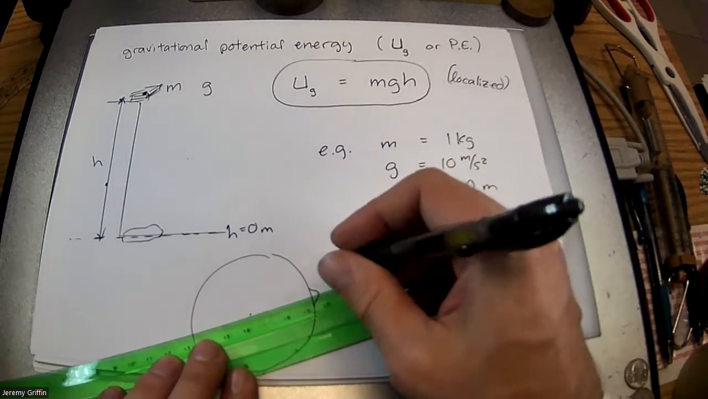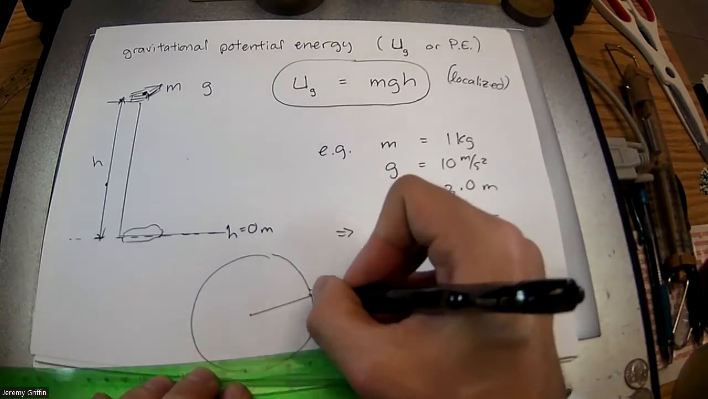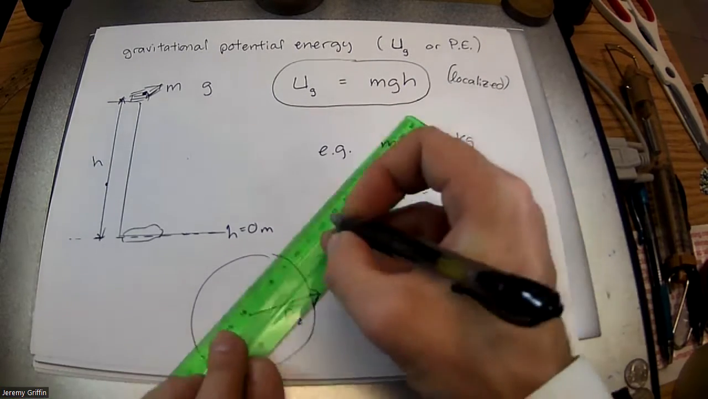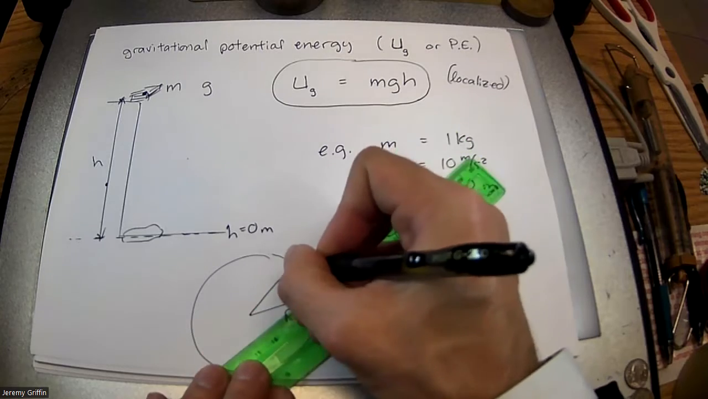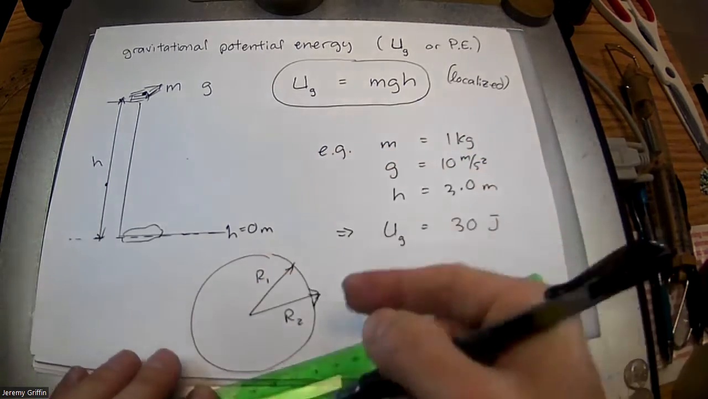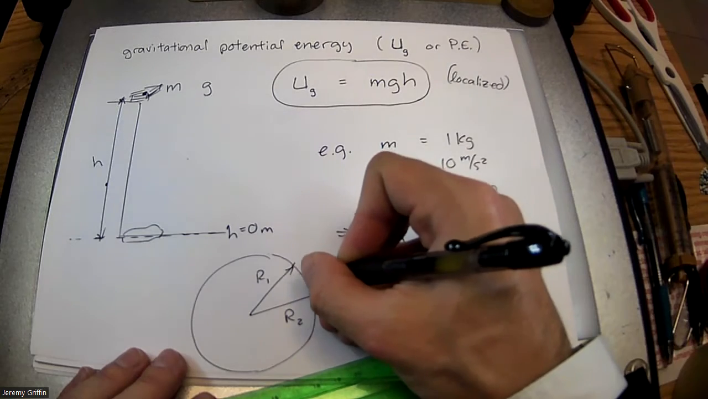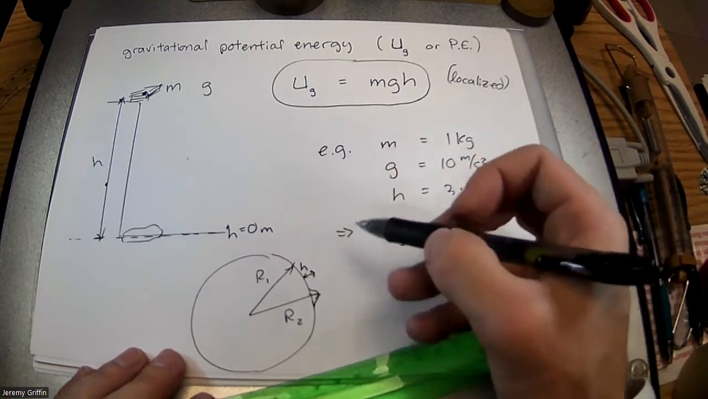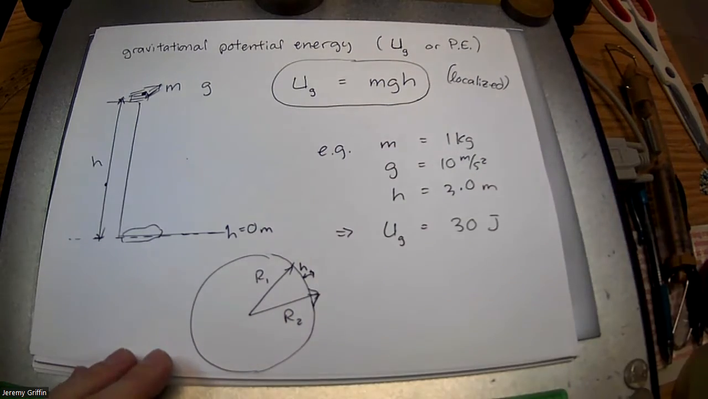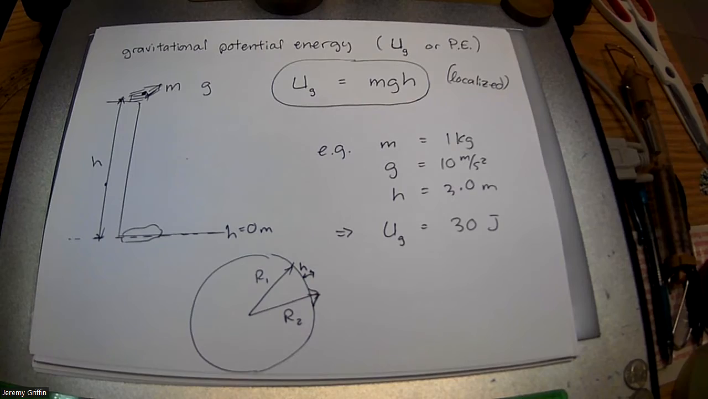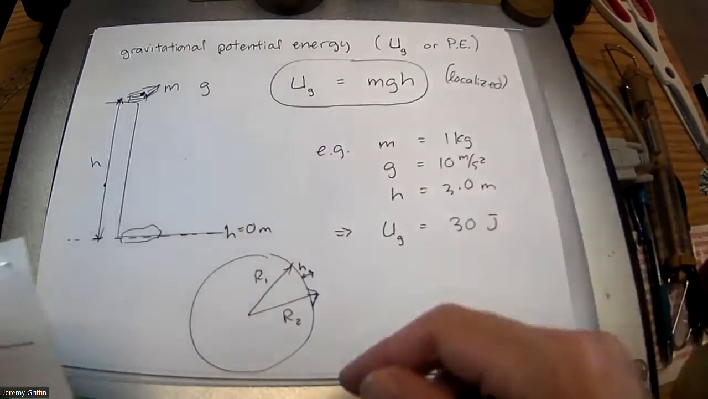But even if this were true, look at this R2 compared to this R1. See how they're almost the same, top of Mount Everest to bottom of Mount Everest? Here's the height, which is the difference between R1 and R2. That's a very tiny difference, isn't it? And what I'm trying to get at is that there is a bigger, more universal form of potential energy.